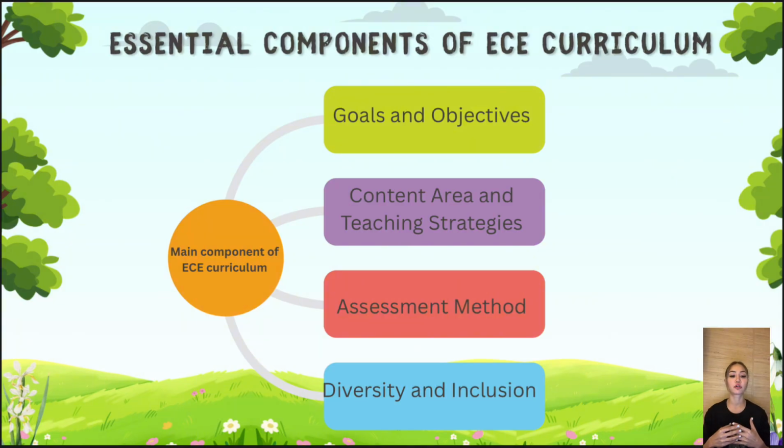The first component of the ECE curriculum is the goals and objectives. The goals and objectives are defined as the learning outcomes for the children, so what we expect for the children. The goal is to help the child's development in knowledge, personality, language skills, social skills, communication skills, and emotional development as well.